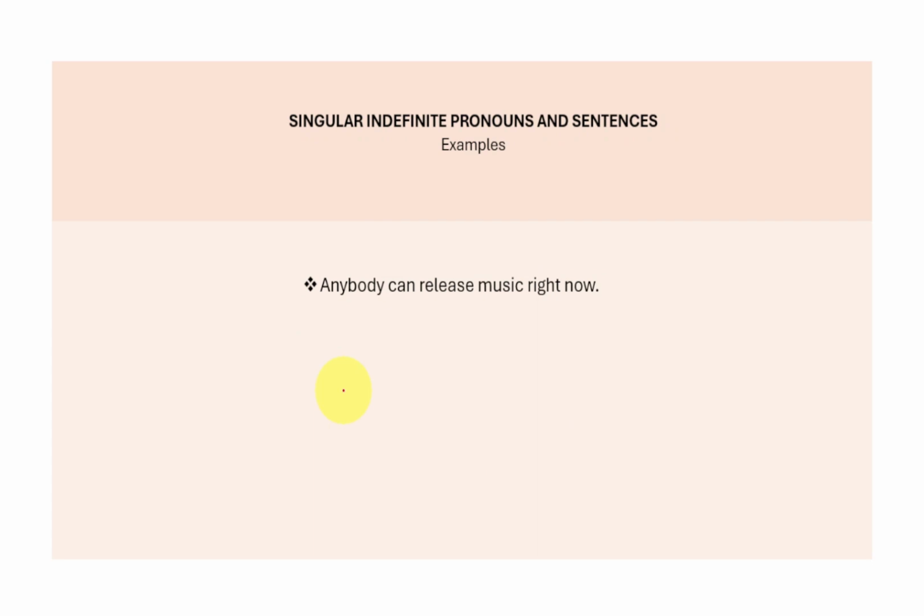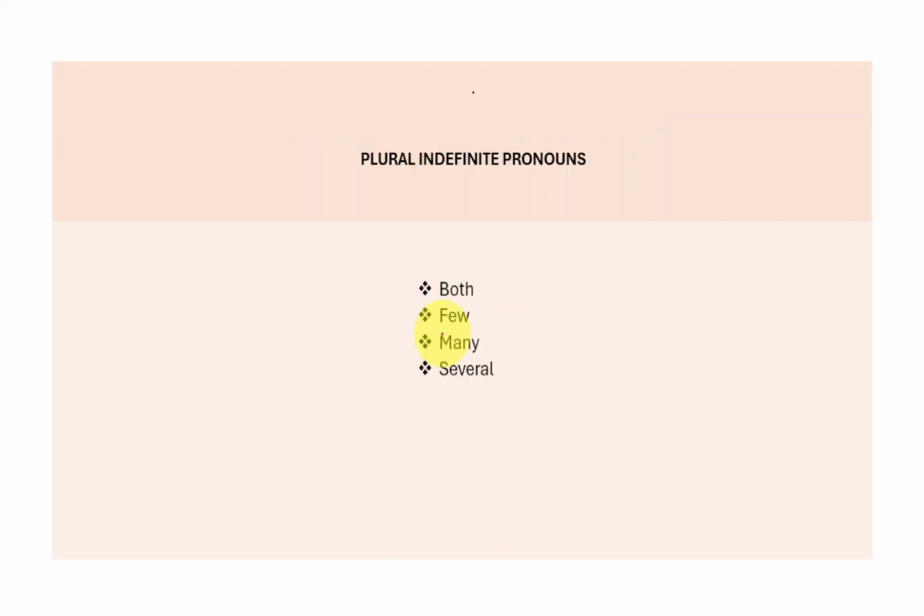So we come here again. Anybody can release music right now. Okay, anybody can release music right now. So here is the pronoun. This one, in case you don't get it, I'm gonna talk about this later on, okay? In my other video, it's gonna be part of the verb. You're gonna understand it. So, in this case here, we're dealing with the plural pronouns, okay?